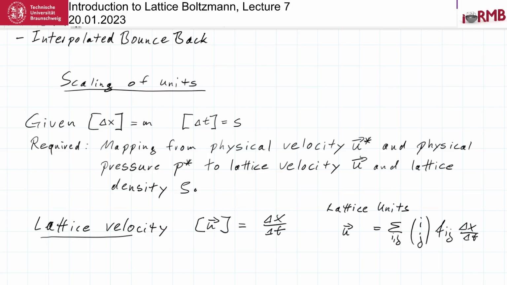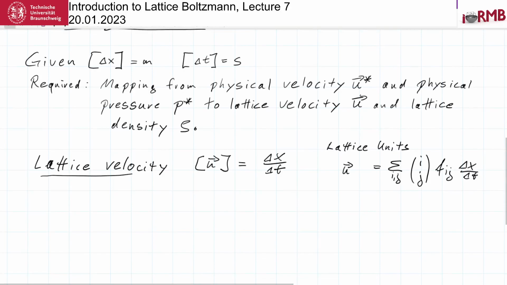In practice, because we all know that we are using lattice units, we often don't write them, or we consider them to be 1. So delta x is 1 and delta t is 1. This is implicitly assumed here, and of course this is not good practice for teaching, but in the end everybody is doing it this way. But you have to understand they are still present.